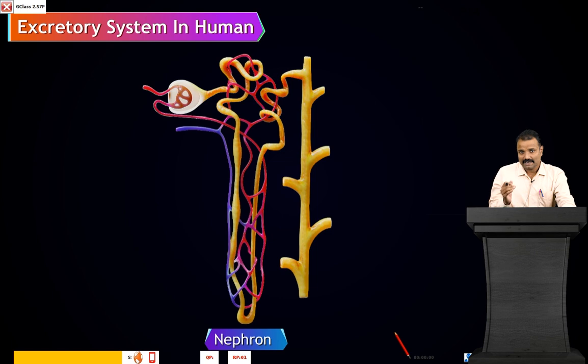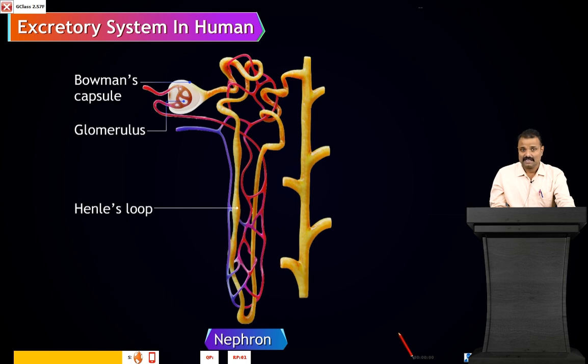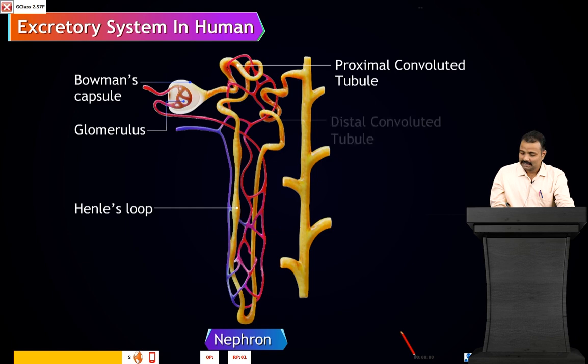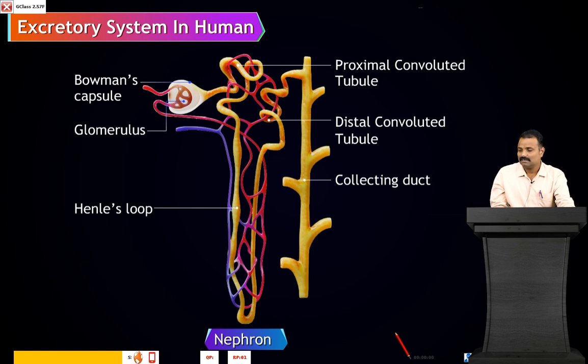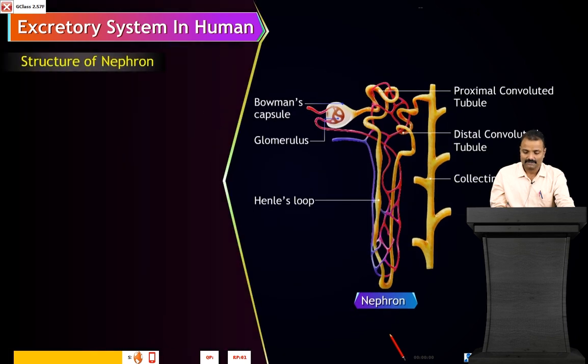So let me summarize these parts again. Observe closely. First, Bowman's capsule. Inside the Bowman's capsule we can find the glomerulus, and next is Henle's loop, and Henle's loop connects two convoluted tubules, that is the proximal convoluted tubule and the next is the distal convoluted tubule, and the final part is the collecting duct. Clear, students? Okay.